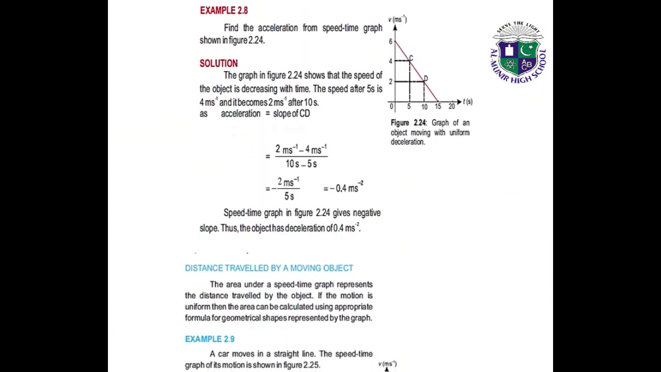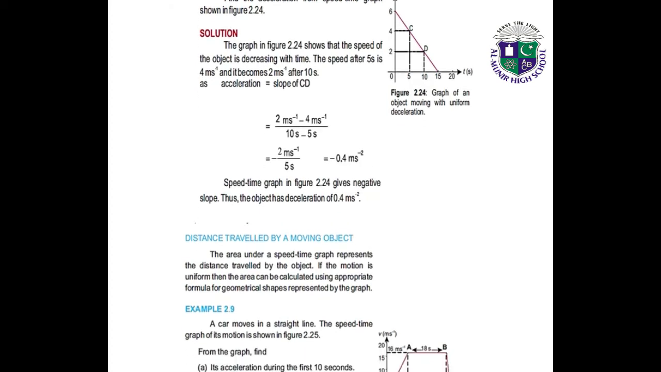Next, example 2.8. Find the acceleration from the speed time graph. Solution: the graph in figure 2.24 shows that the speed of the object is decreasing with time. The speed after 5 seconds is 4 meter per second and it becomes 2 meter per second after 10 seconds. So here we have the formula of acceleration. To find the slope of CD, by putting the values we will get the negative acceleration, which will be minus 0.4 meter per second square.